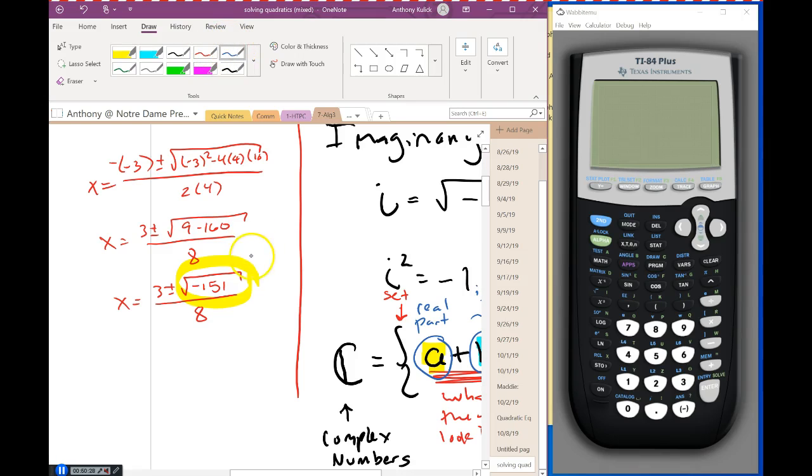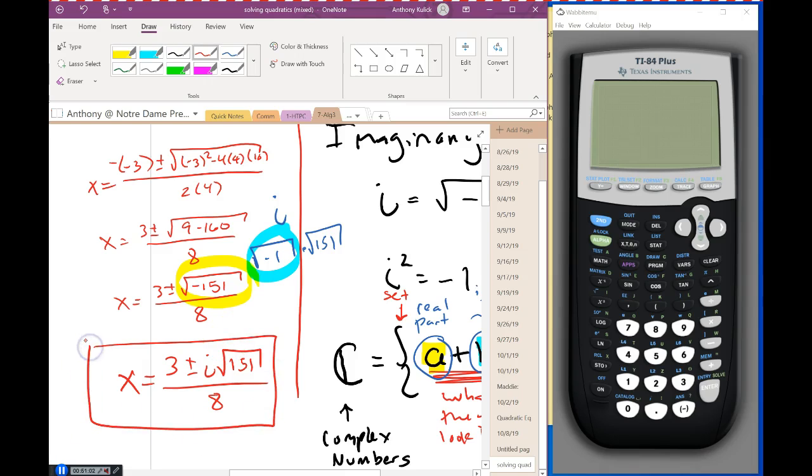I know that the square root of negative 151 is the same thing as the square root of 151 times negative 1. Actually, I'm going to write it in the other order. It'll make more sense. And I know the square root of negative 1 is just i. I can rewrite this as 3 plus or minus i square root 151 all over 8. And that's how I'll represent my answer here.